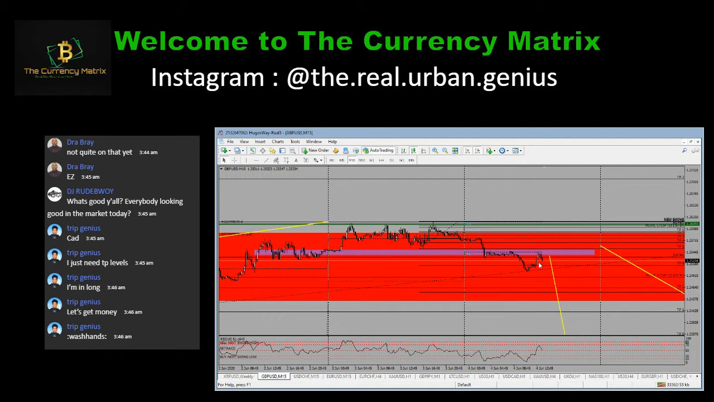And as you see, we got a nice clean drop right off of that level that we marked up about 30 minutes ago. Very crisp, very clean entry, if you guys took that.